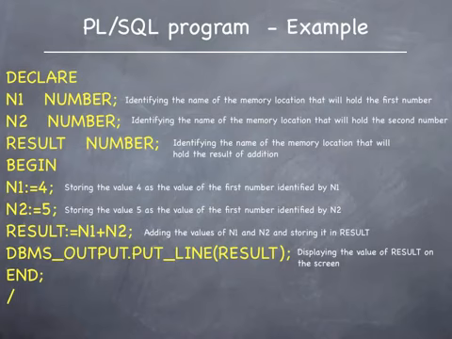The next statement assigns the value 5 to N2. This is then followed by the arithmetic of the two numbers being done. The arithmetic is done by saying result is equal to n1 plus n2. The values of n1 and n2 were added and stored in the variable called result. Then we displayed the value of the variable result by using a DBMS output line statement. Finally, the program ends with the keyword end.